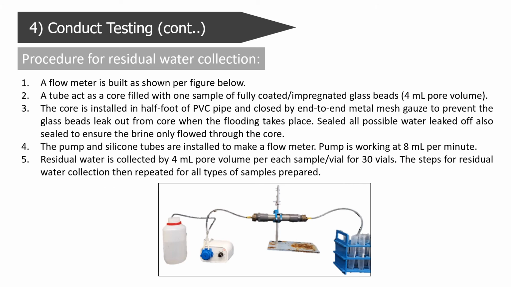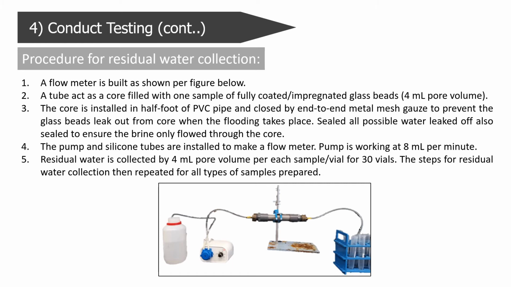Here are the procedure for residual water collection. First, we build a flow meter as per shown in the figure below, and a tube acts as a core to feed one sample of fully coated or impregnated glass bead, which is in 4 ml per volume. The core is then installed in a half foot of PVC pipe and closed by end-to-end metal mesh gauze to prevent the glass bead leak off from the core when the flooding takes place. Seal for the possible water leak off, also seal to ensure the brine only flow through the core.